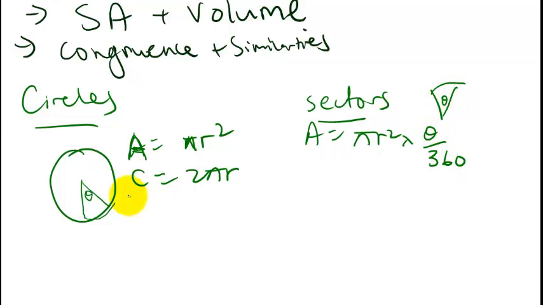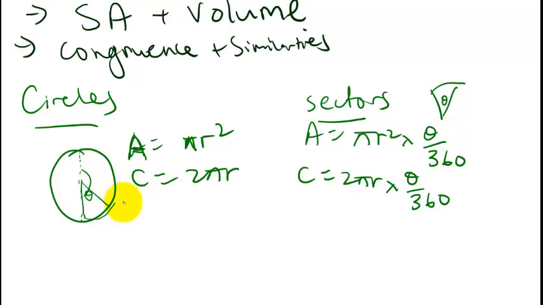Cool. So if you've got a semicircle, that angle is obviously 180. What's 180 divided by 360? A half. So you're timesing your area by a half, which is half a circle. So it does make sense. But that's it. And then for your circumference, same thing: 2 pi r times theta over 360.